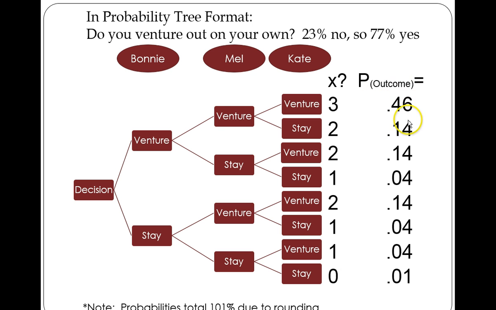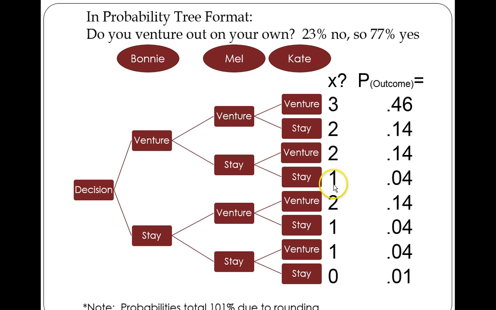23. So this 0.46 is 0.77, because Bonnie goes out, times 0.77, because Mel goes out, times 0.77, because Kate goes out. Gives us 0.46. There's the 0.14 that we just got when we had 2 successes. We just rounded it. It was 0.136, and we've rounded it to 0.14. Okay, right there, there, and there.